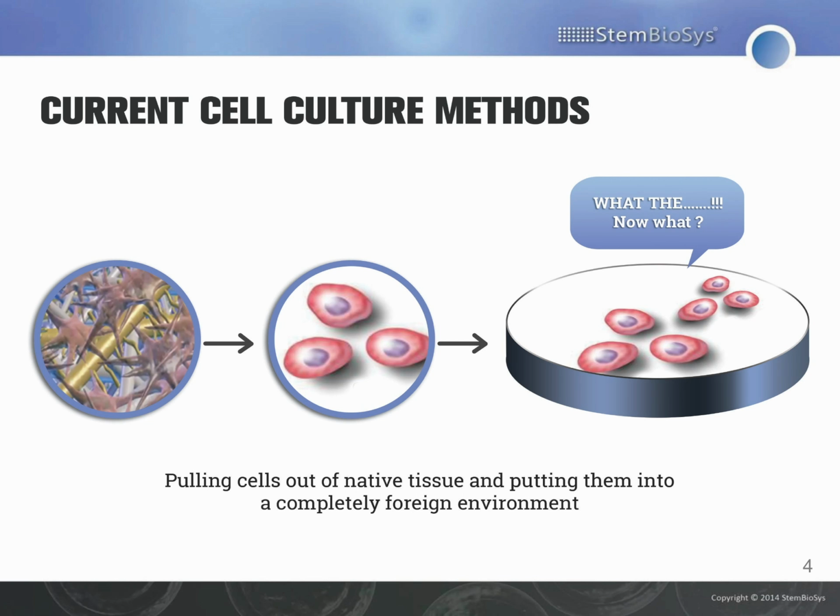So in this cartoon, standard cell culture methods usually start with tissue, which we're indicating here on the left side of the screen. We then pull these cells out or extract them from that extracellular matrix. And in the vast majority of cases, we put these cells onto polystyrene or cell culture treated plastic. This is a very foreign environment for these cells, and the first thing these cells are going to do is try to figure out where they are and how to respond to this new foreign environment.